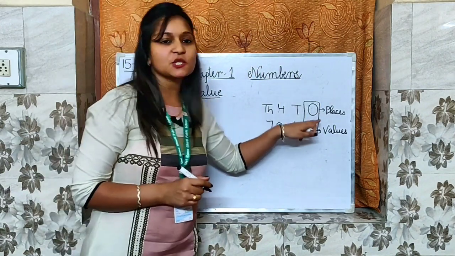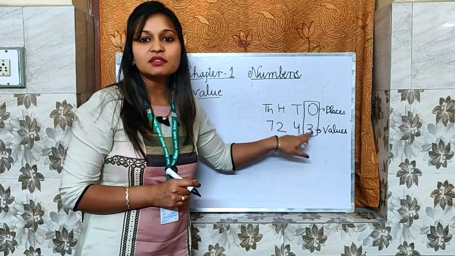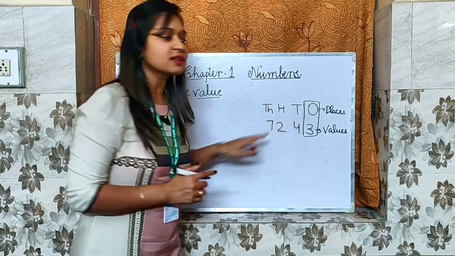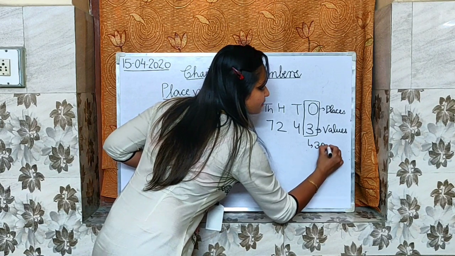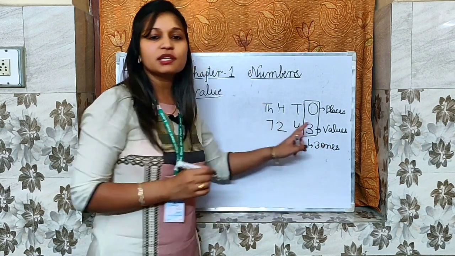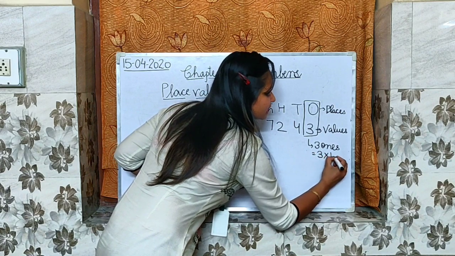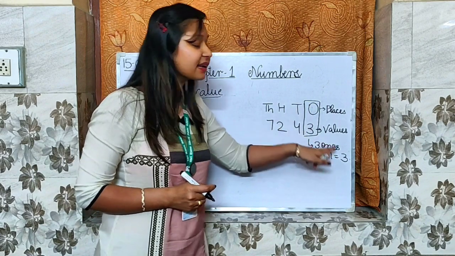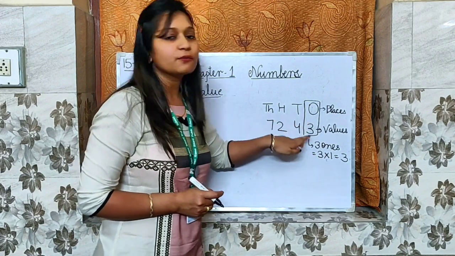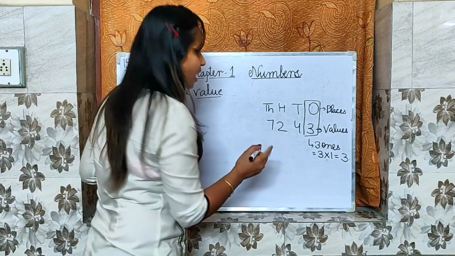If somebody asks me what is the place value of the ones place, I will not say 3 or I will not say ones. My answer should be 3 ones. And 3 ones refers to 3 multiplied by 1, that is 3. In previous classes, you were directly writing 3. But in 4th class, you have to show the multiplication and then write your answer.